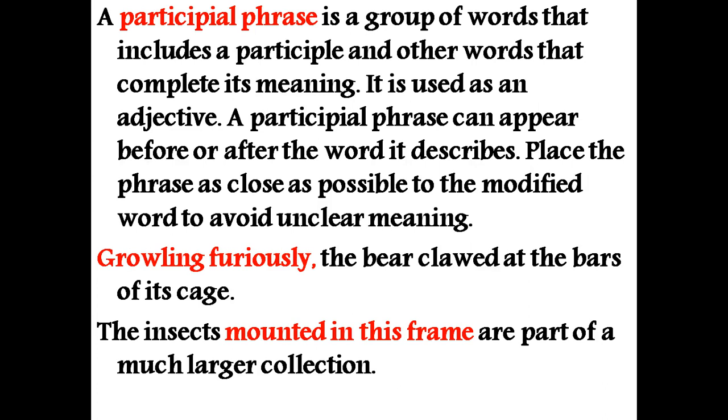A participial phrase is a group of words that includes a participle and other words that complete its meaning. It is used as an adjective. A participial phrase can appear before or after the word it describes. Place the phrase as close as possible to the modified word to avoid unclear meaning. So these two examples will show the difference.